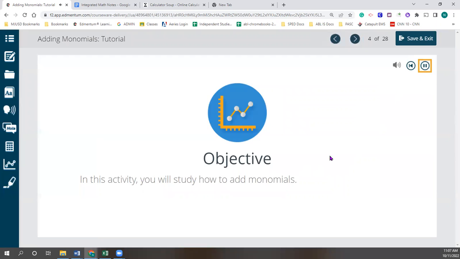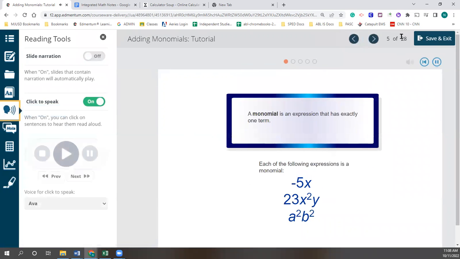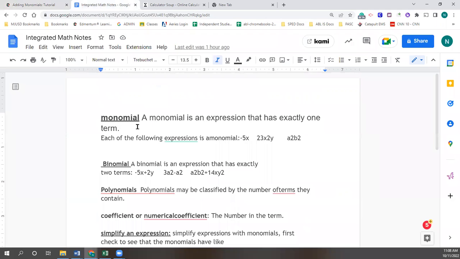In this activity, you will study how to add monomials. A monomial is an expression that has exactly one term. Each of the following expressions is a monomial. So I've taken that, I've copied it, and I've pasted it into my notes. A monomial is an expression that has exactly one term.